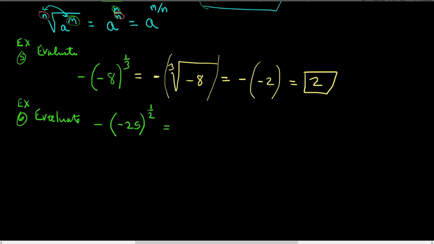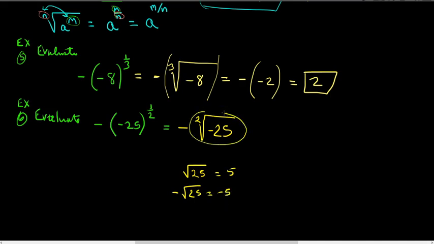Well, remember what the power 1/2 means. The index is 2, so this is going to be the square root of -25 to the 1, right? And it's true that the square root of 25, you all know, is 5. And if I have the negative square root of 25, that would just be -5.